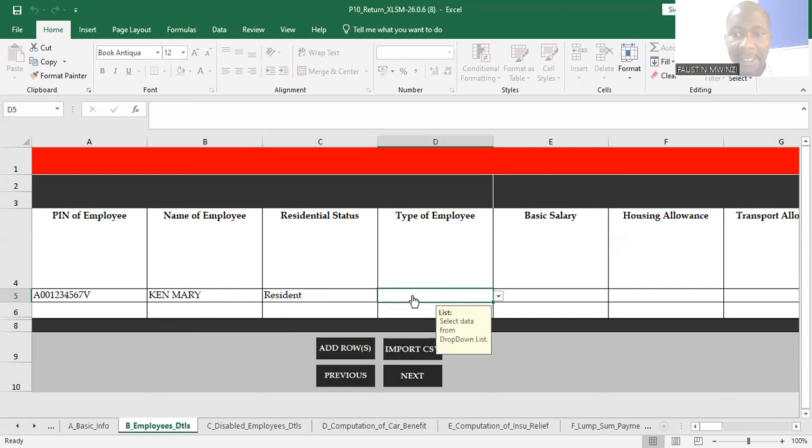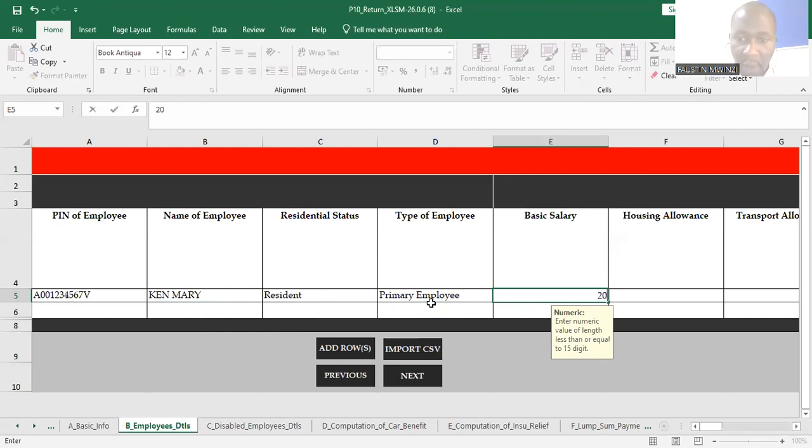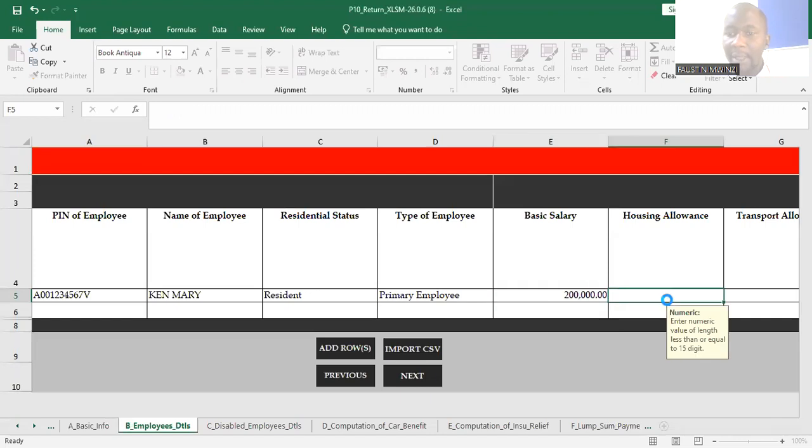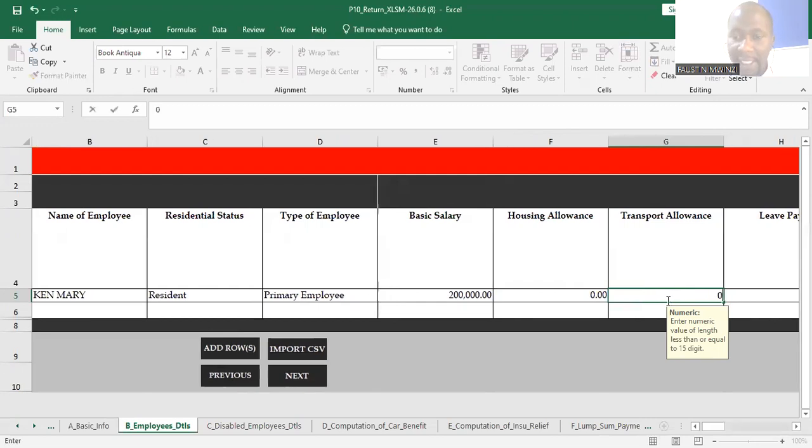Type of employee, there's something I need to demonstrate concerning type of employee. For this one, I say primary. Shortly, I demonstrate to you the difference between primary and secondary. You are going to see it here. So we are going to have 200,000, just assuming that this employee is getting 200,000. House allowance, if your employee is getting house allowance, you enter the amount. Assume they don't have, you enter 0.